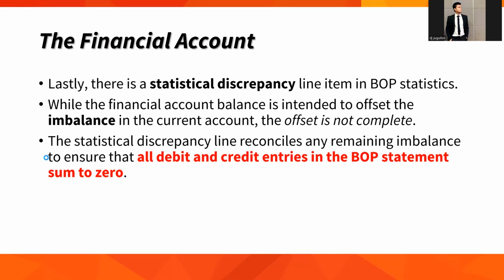Okay, why? Because there is a possibility of having incomplete data, errors in the records, and other possible factors that might impact why these two records don't match. And that's why we have the statistical discrepancy, to ensure that the BOP still balances even if there are small inaccuracies in the data.